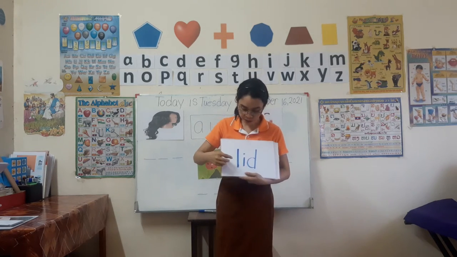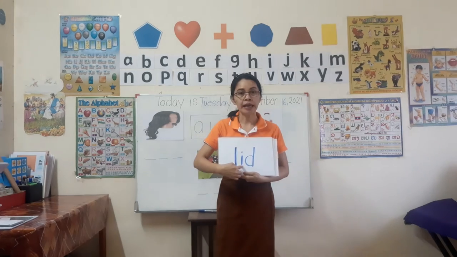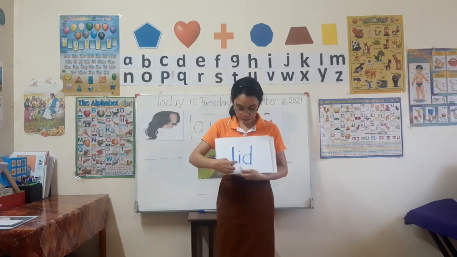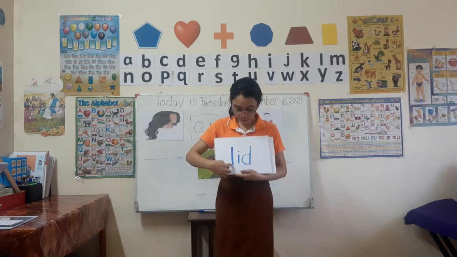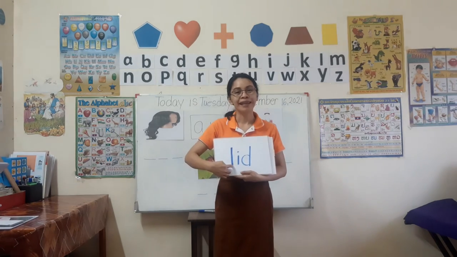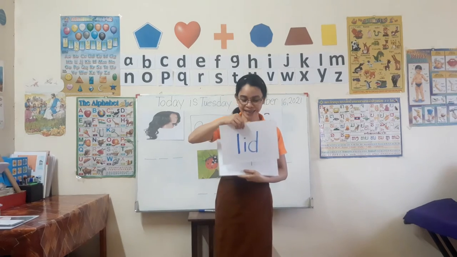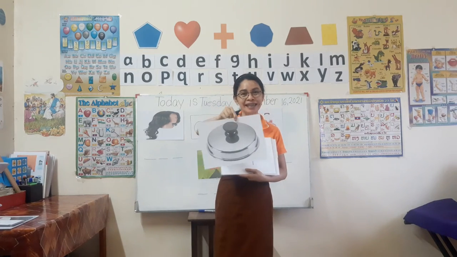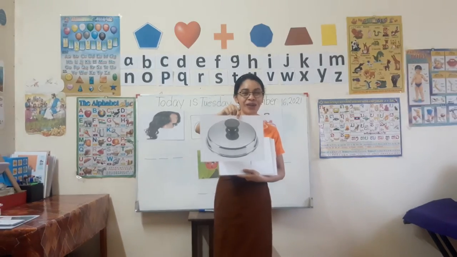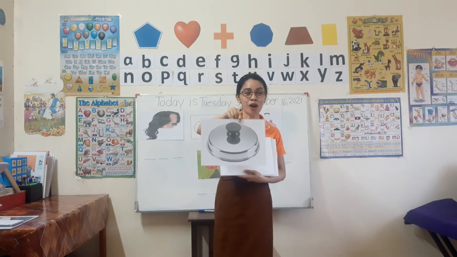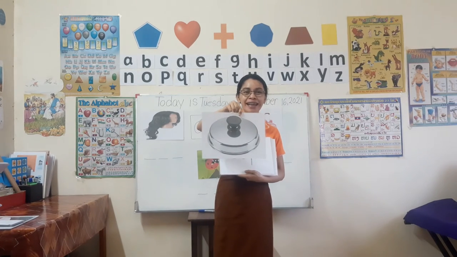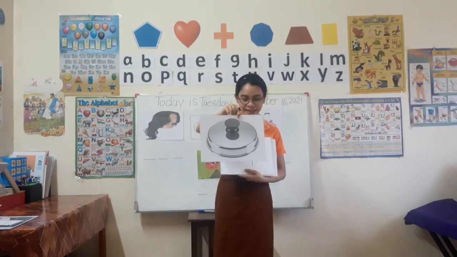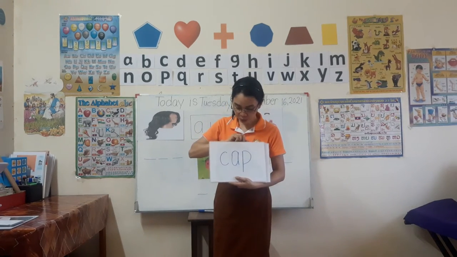What about this? How to read this word? L, i, d, lid. Okay, lid is this one, the cover of the pan or pot. Very good.